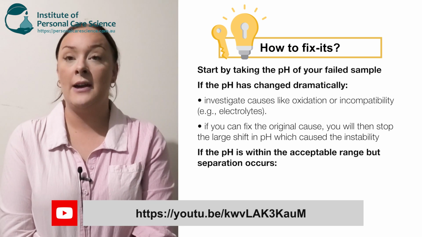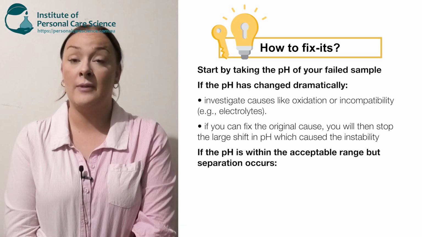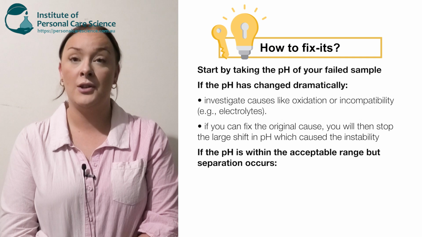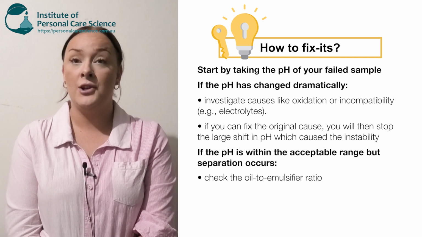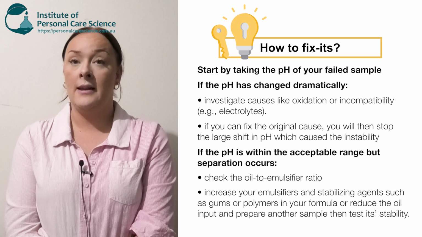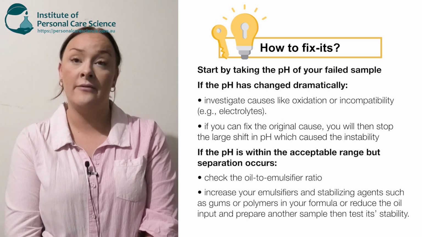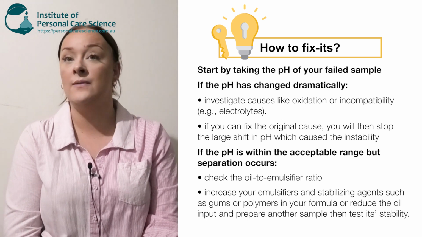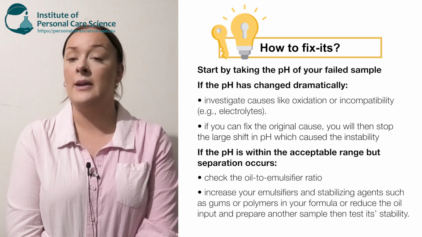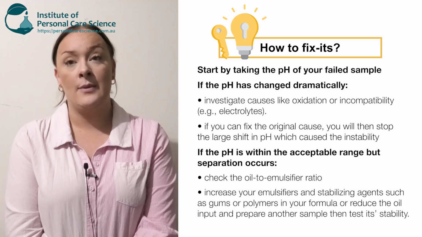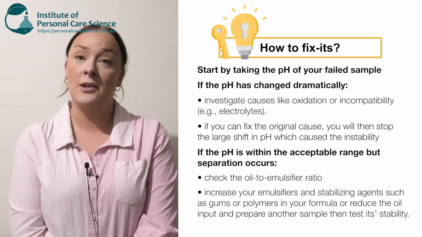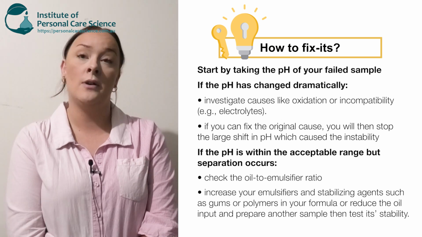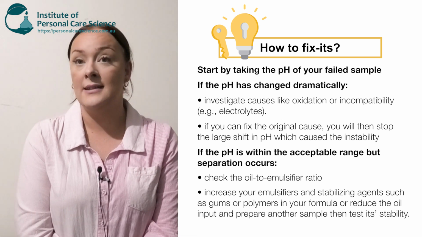But if the pH in the failed sample is still in the acceptable range, and there is still separation occurring in your emulsion, then you'll need to look at your oil to emulsifier ratio and see if any of those need adjusting. It may mean that you have too much oil for the amount of emulsifiers. You may need to increase your emulsifier or decrease your oil input. And you also need to look at your stabilizing agents such as your gums and polymer. Are you using enough? Are you using too much? Or are they affected by other things in your emulsion such as electrolytes?